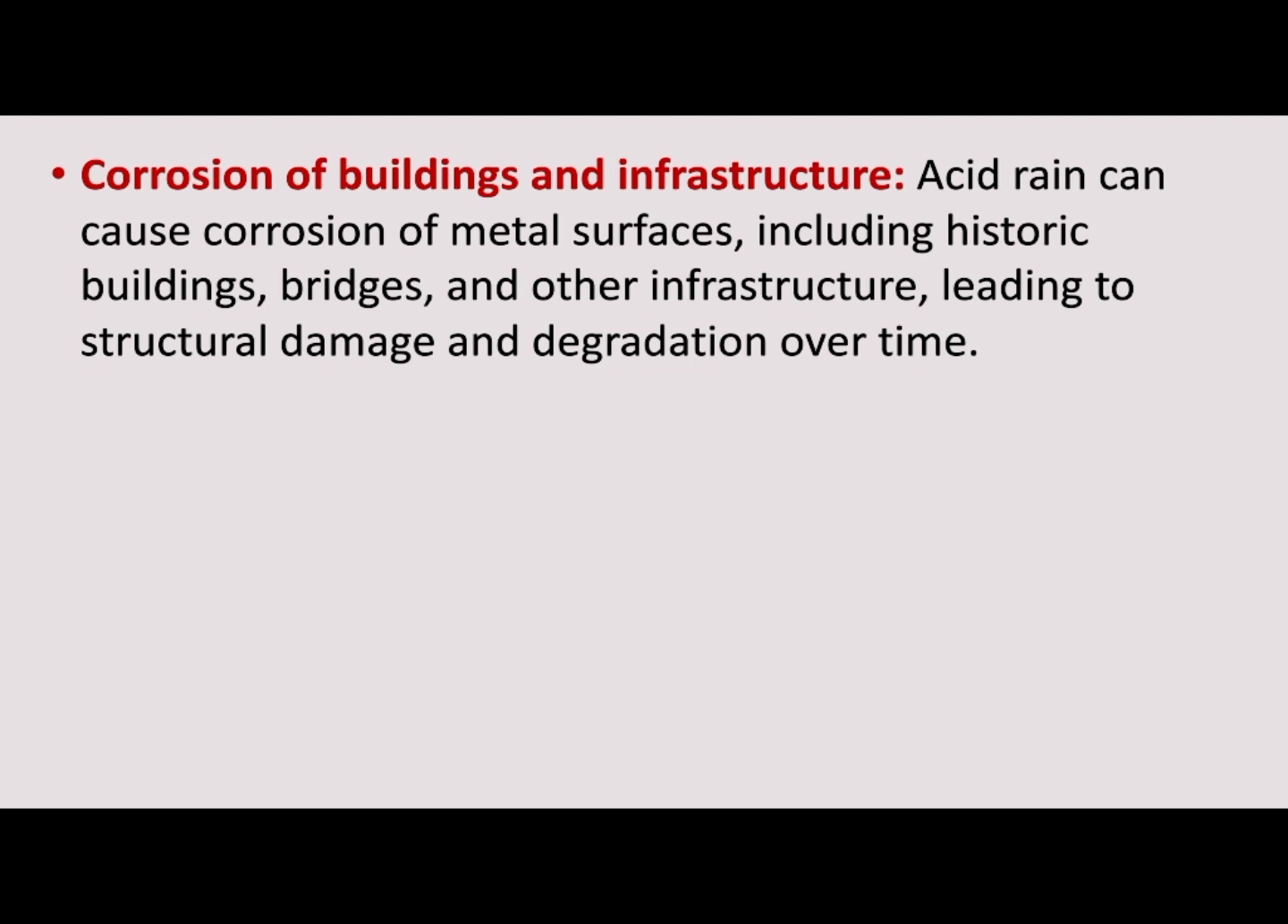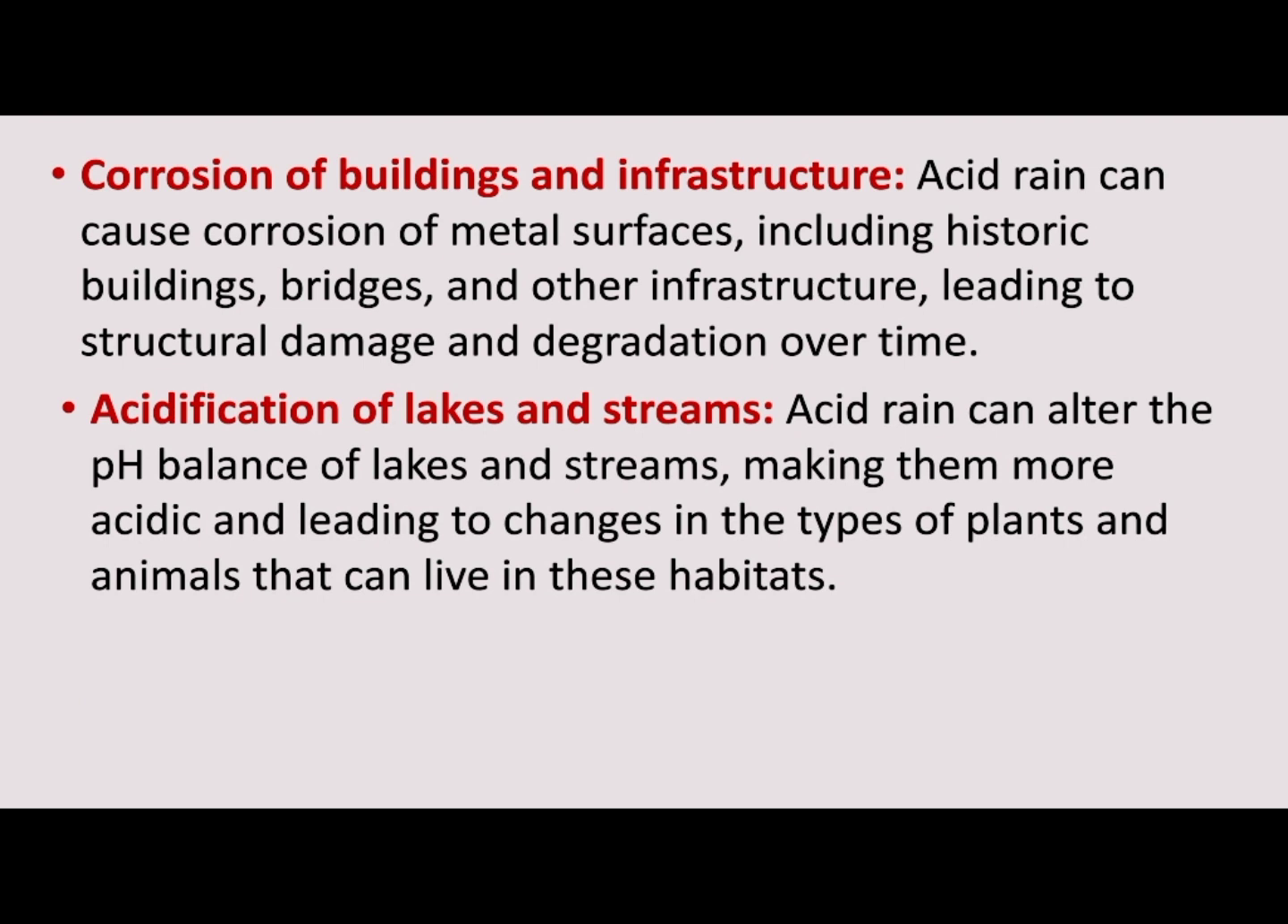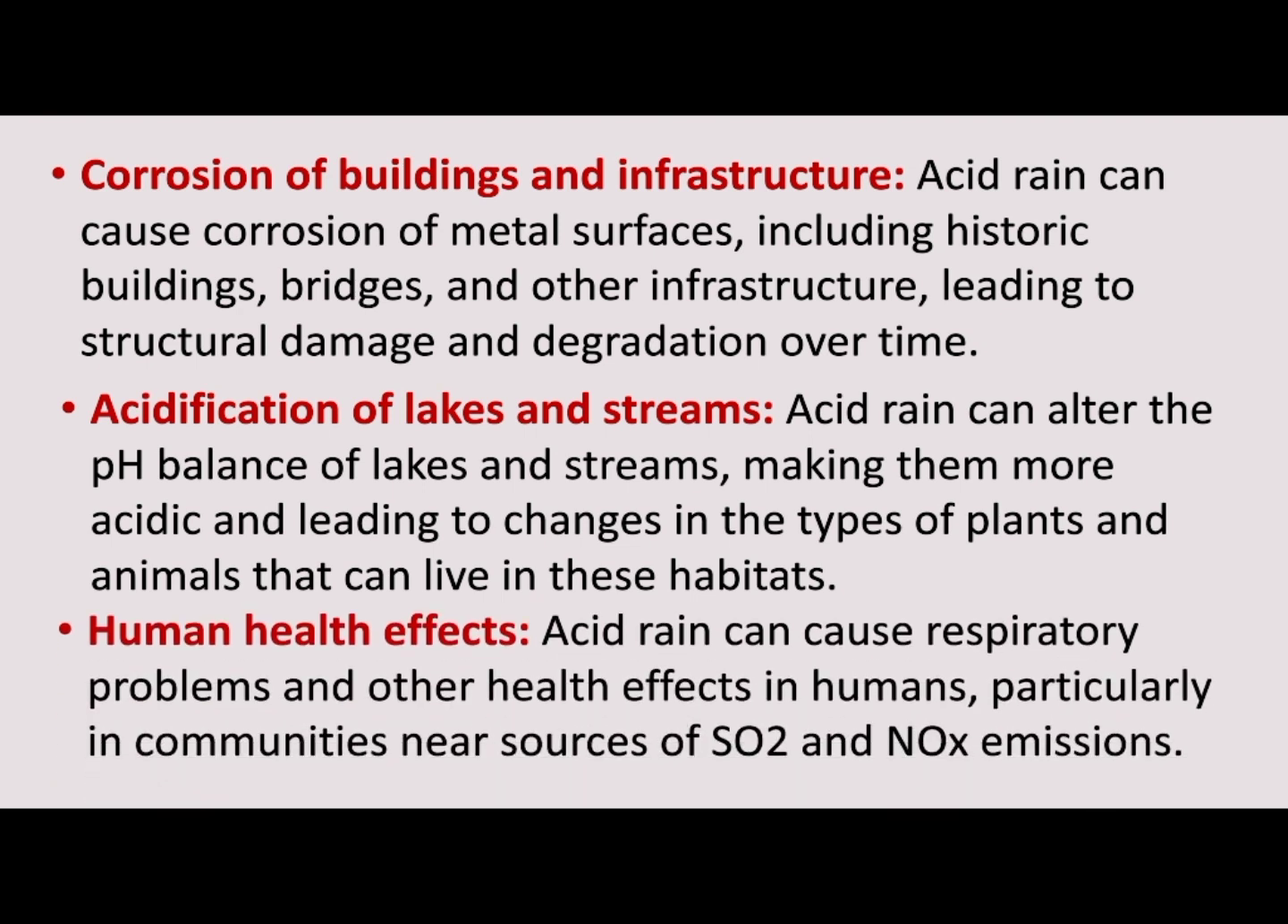Then the third effect of acid rain is the corrosion of buildings and infrastructure. Acid rain can cause corrosion of metal surfaces, including historic buildings, bridges, and other infrastructure, leading to damage and degradation over time. It is the third main effect of acid rain. Next is the acidification of lakes and streams. The rainwater comes into the lakes and streams and can cause acidification of lake and stream water, and their pH is decreased, which is also harmful for the inhabitants that live in these streams.